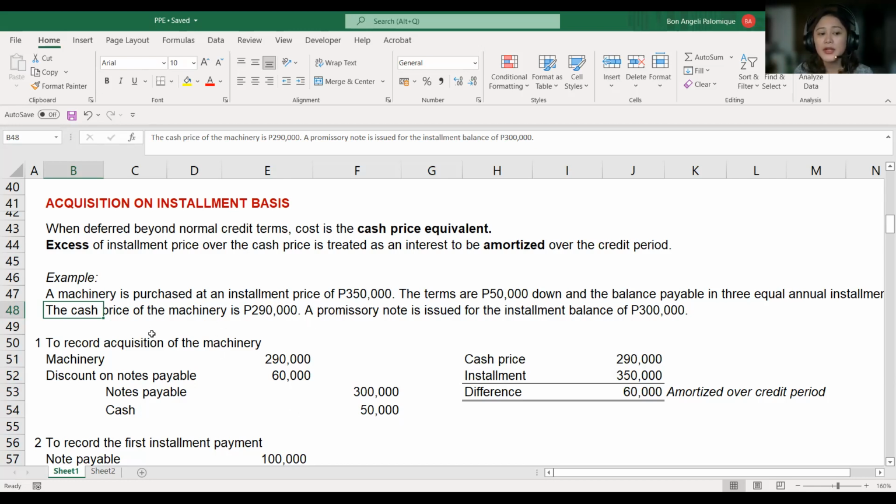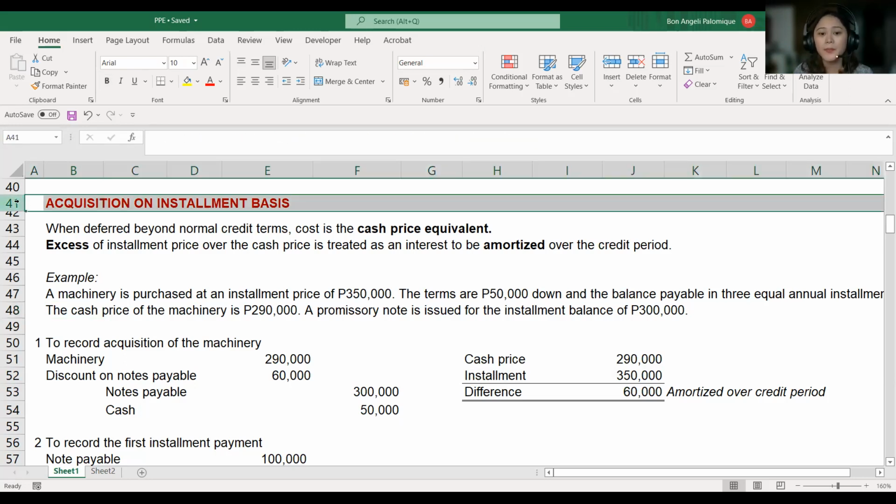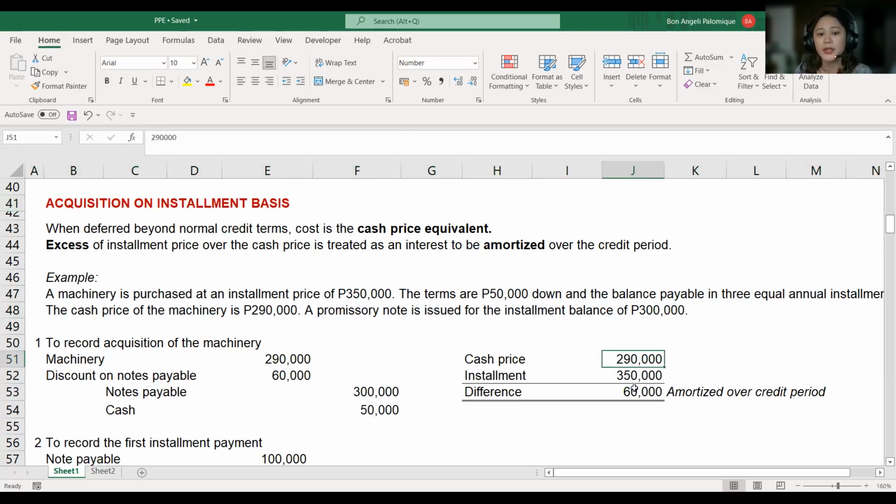So, ngayon, paano natin to i-account? Under installment basis ng PPE, we need to account for the difference. We need to check, magkano yung cash price niya? 290. Ibig sabihin, kung installment mo kinuha, 350,000, which is ganun yung ginawa niya, meron tayong 60,000 na interest na i-amortize over the credit period of 3 years.